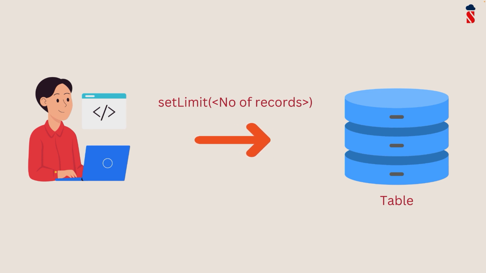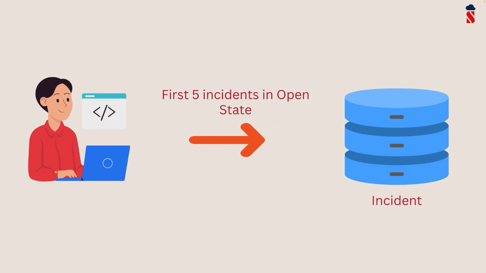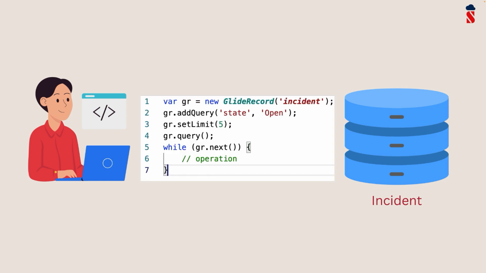Here is a simple example. Let's say we have a table of incidents, and we want to retrieve only the first 5 incidents that are in open state. We set up our GlideRecord as usual, adding our addQuery condition. Then before executing the query, we add the line gr.setLimit, and we put the number 5 because we only need the first 5 records. This line ensures that only the first 5 records that meet our conditions are returned.